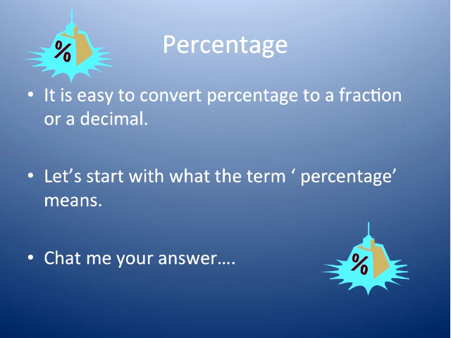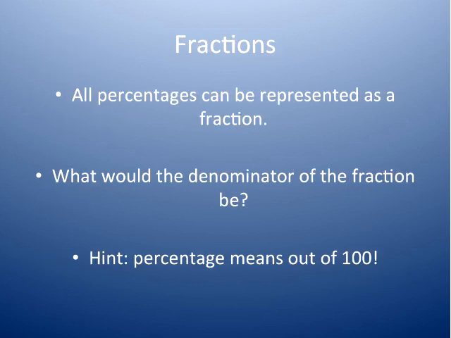It does mean out of 100. You're right. The term percentage means out of 100. We should have learned that in class today when we were working with the gizmos. All percentages can be represented as a fraction. What would the denominator of the fraction be? Out of 100, good. So the denominator of your fraction, always for a percentage, is 100.